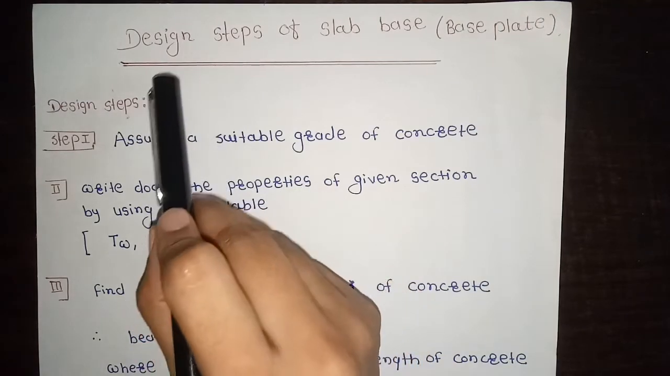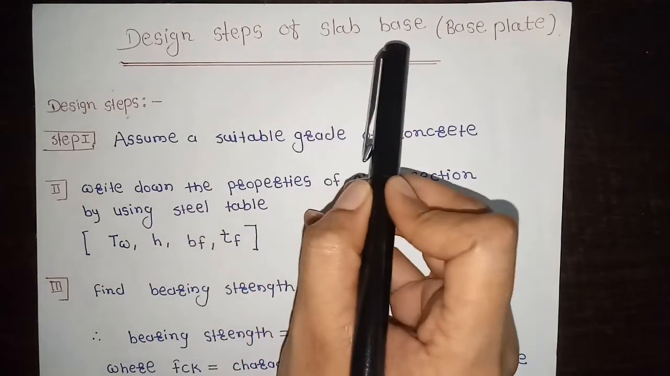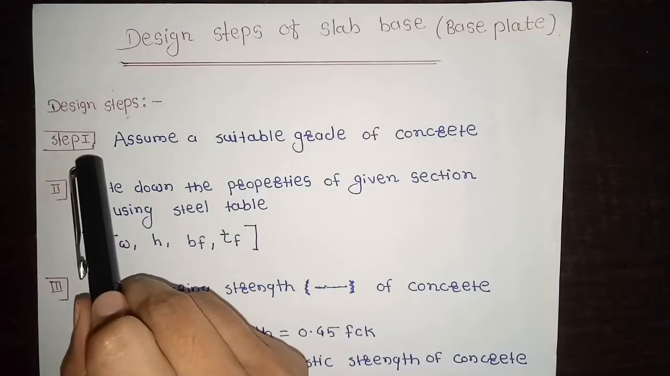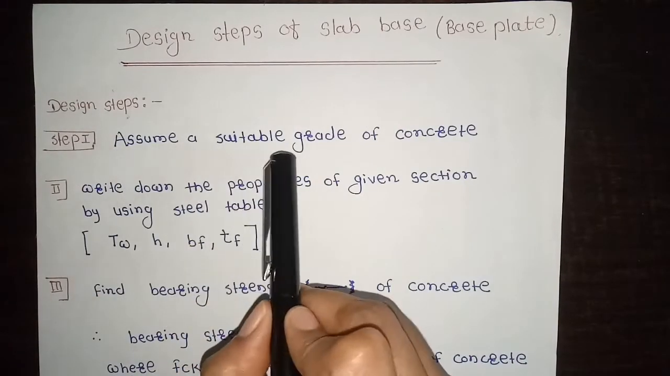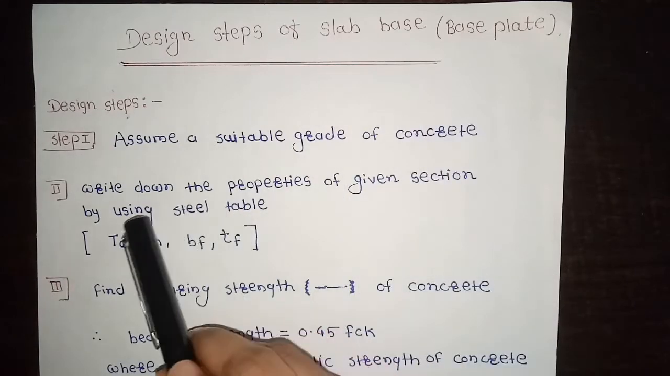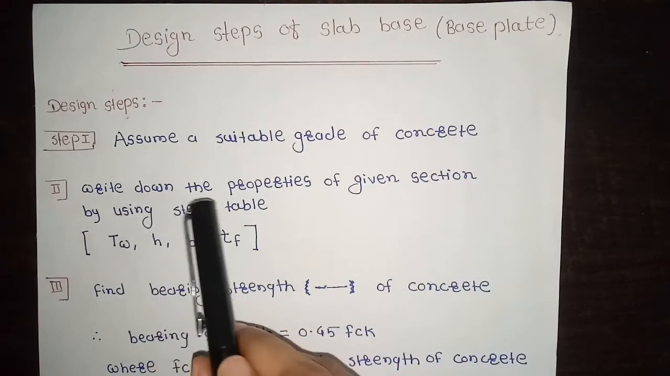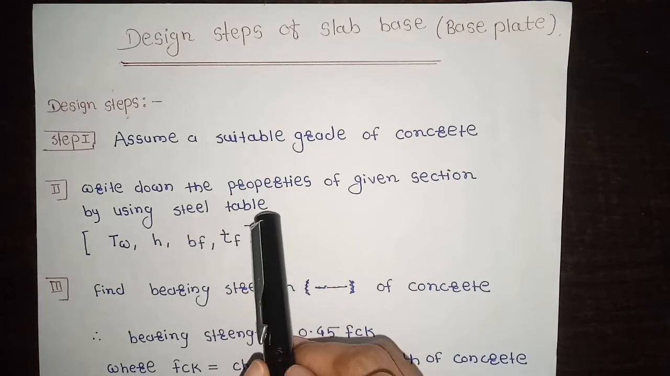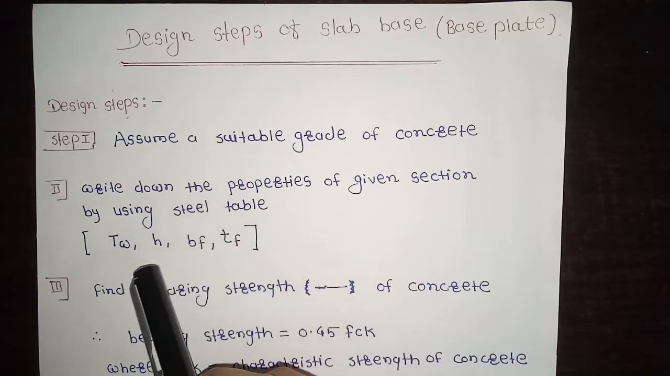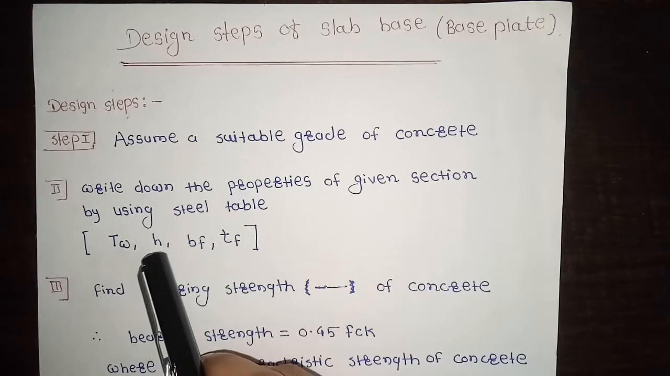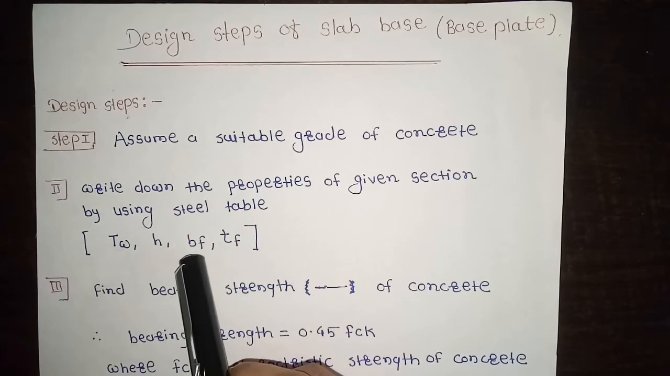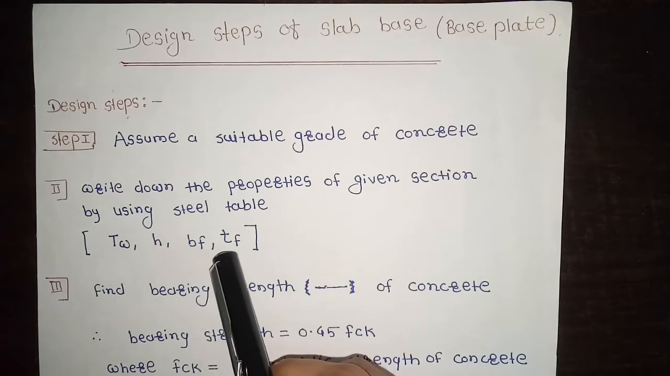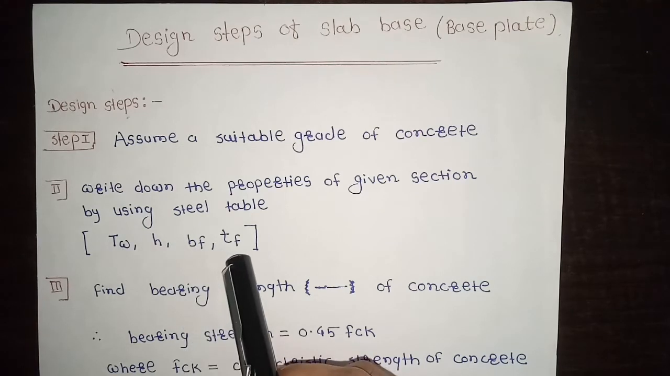First of all, we will see the design steps of slab base. First step, assume a suitable grade of concrete. Second step, write down the properties of the given section by using the steel table. We need 4 factors only: TW, H, BF, TF. TW is thickness of web, H is the depth of section, BF is width of flange, TF is thickness of flange.